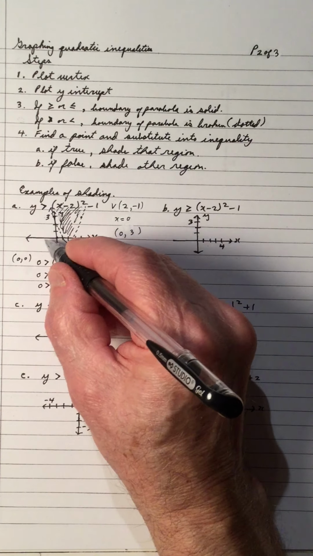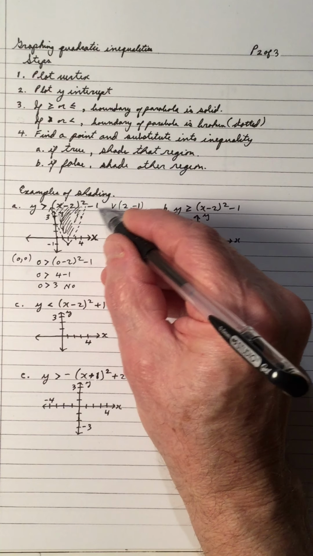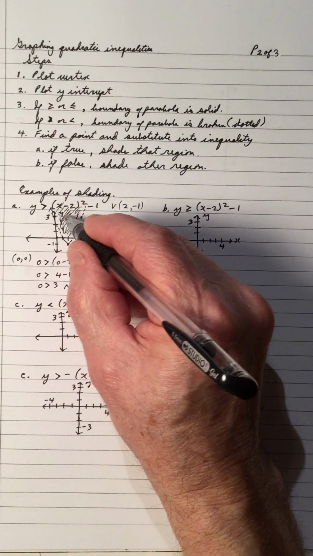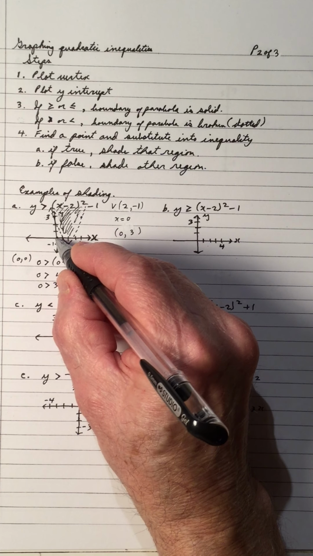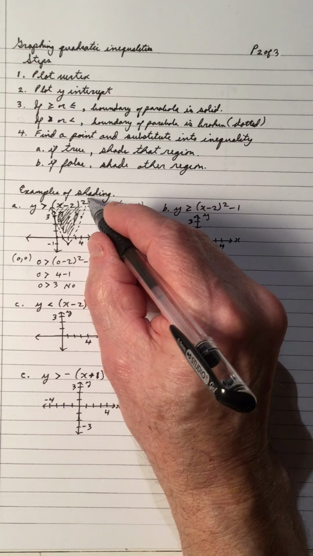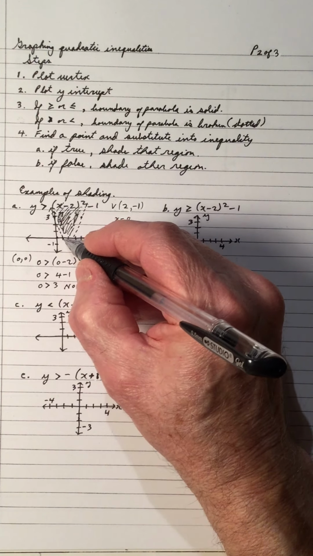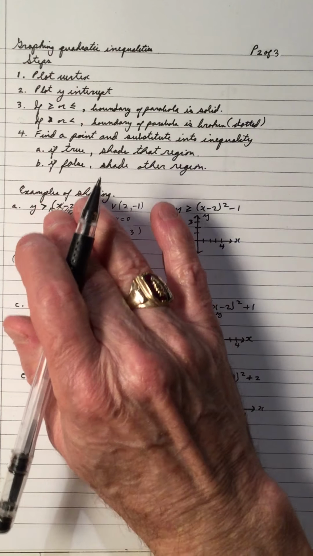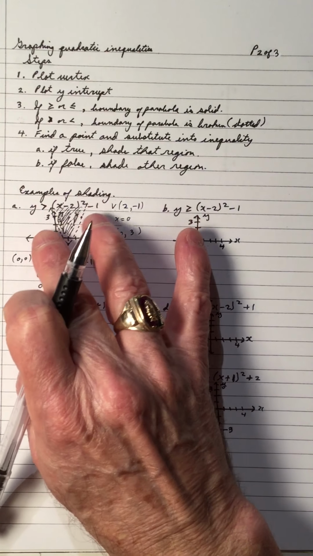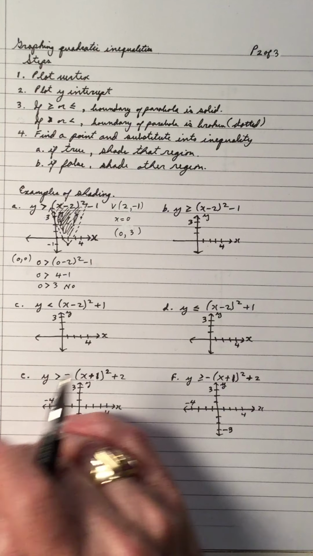So there's only two regions to shade. Either shade outside of here, all this, or inside in here. Since 0, 0 didn't make it true, that means I shade in here. But because the parabola is going this way, greater is always up. So less would be down here. Keep that in mind either way.